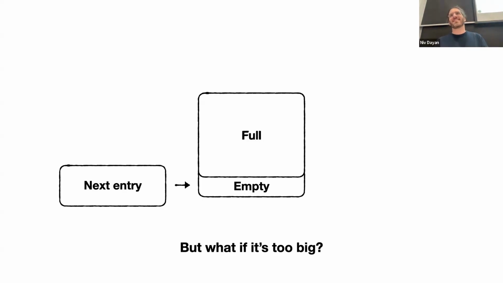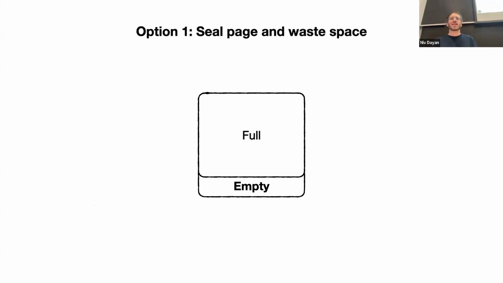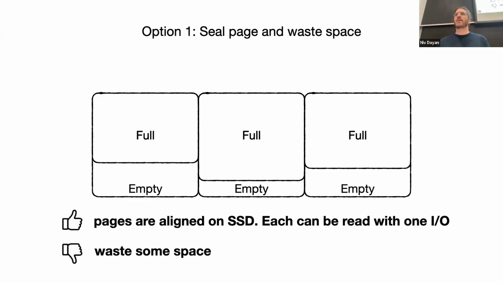Yeah, you could put it in the next page, exactly. So that's the first option: seal the page and just waste some space. But what's the problem here? Well, our whole motivation here is to encode this data as succinctly as possible. So if we systematically lose some space at the end of this page, we might potentially lose a lot of space. You can imagine that every entry is just a little bit more than half the size of the page. Then we're going to lose half the storage space. So this is not that good.